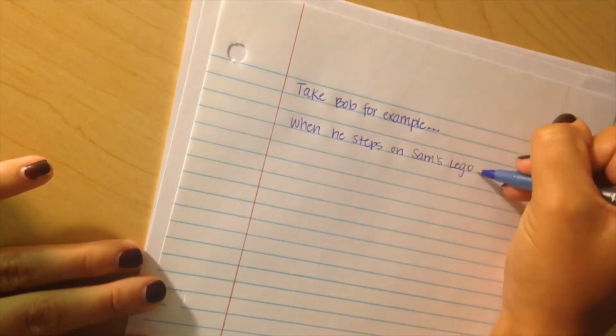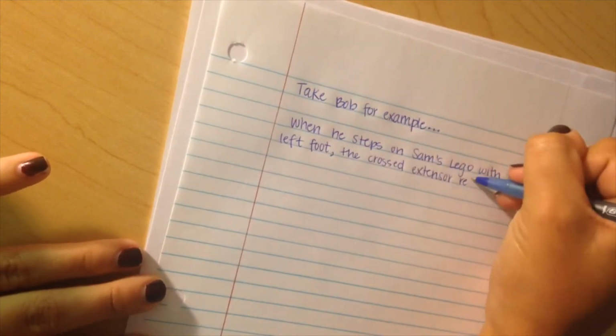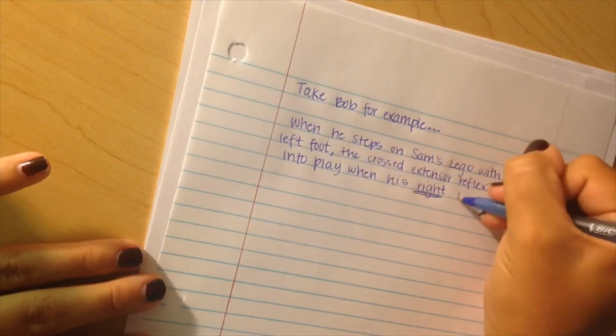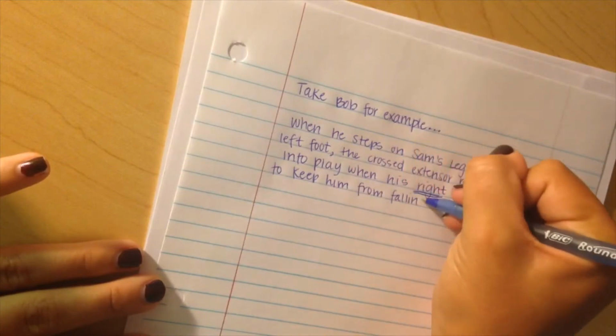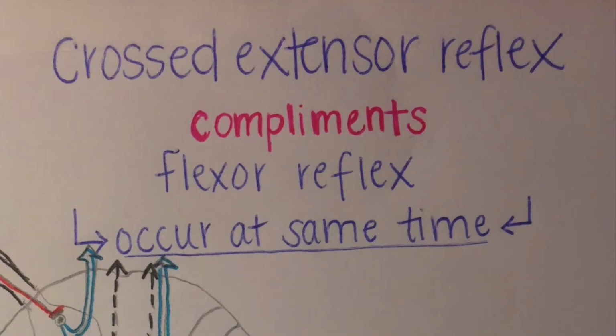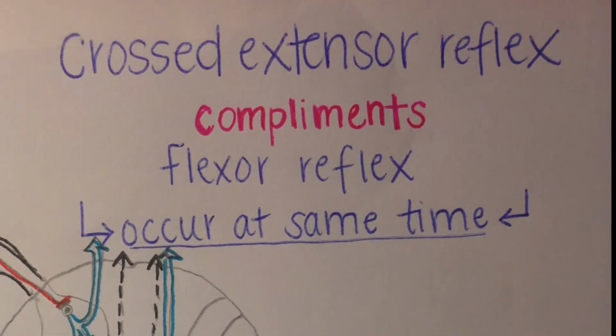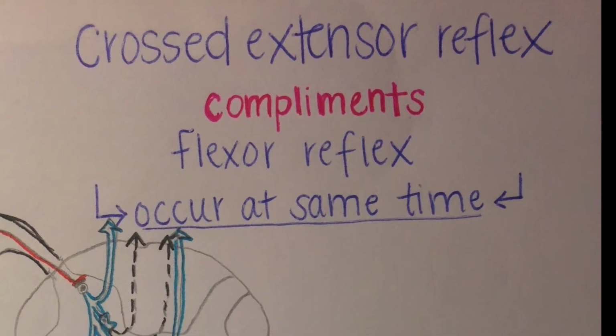When he steps on Sam's Lego with his left foot, the cross-extensor reflex comes into play when his right leg is stabilized to keep him from falling over while he screams in pain. The cross-extensor reflex complements the flexor reflex, and the two occur simultaneously.